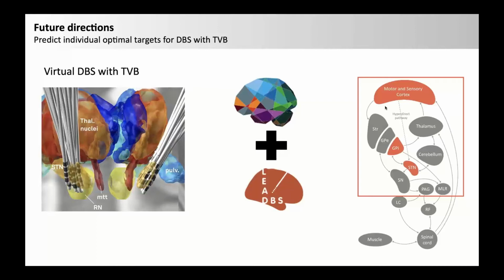And then we can tailor for the individual, where should we place the electrode? How should we configure this electrode? When should it be on? When should it be off? And how should it look at all? And normally this is done during a surgery, and this could even be done virtually without a surgery or anything.